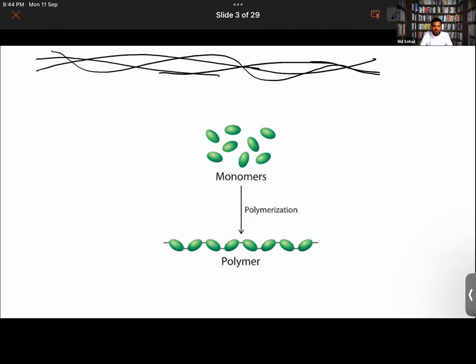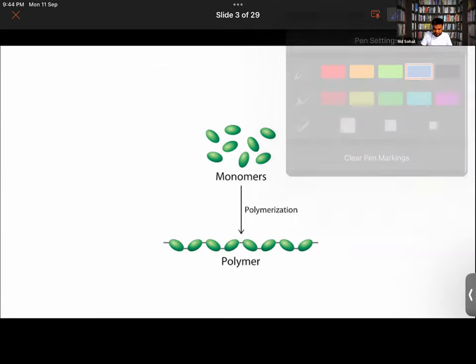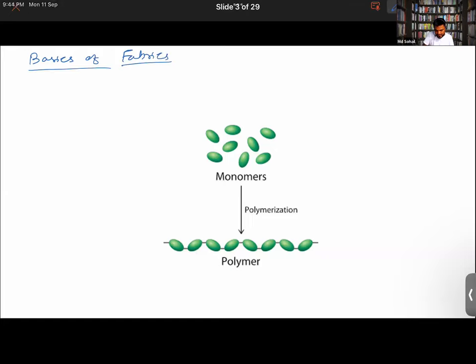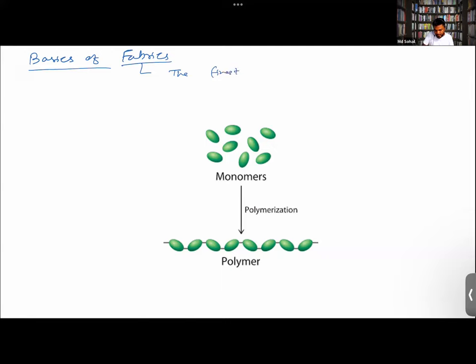So fabrics which you wear, fabric basically means clothes. The clothes which you wear come from natural or artificial sources. So talking about the basics of fabrics, the clothes which you wear come from the fabrics, and the fabrics can be natural or artificial both. Artificial basically means the fabrics which are made by humans in laboratories or in factories.